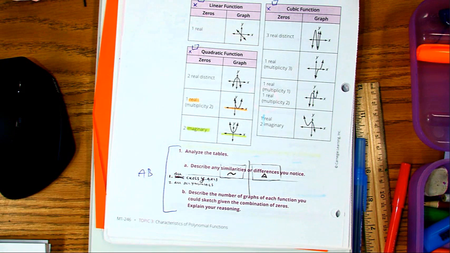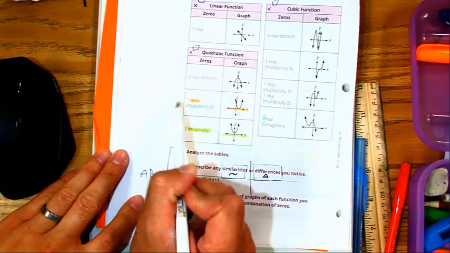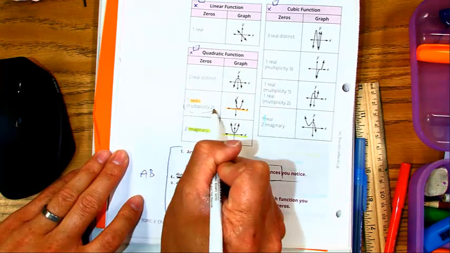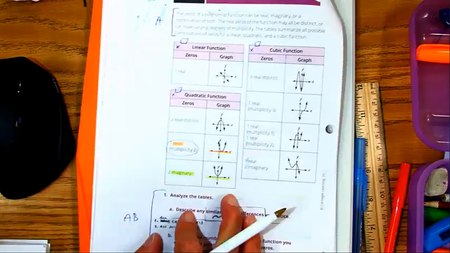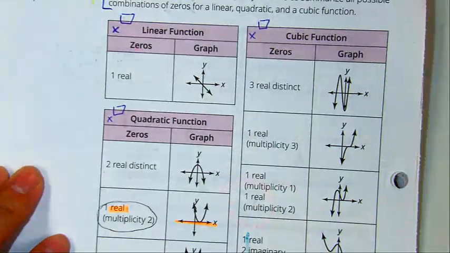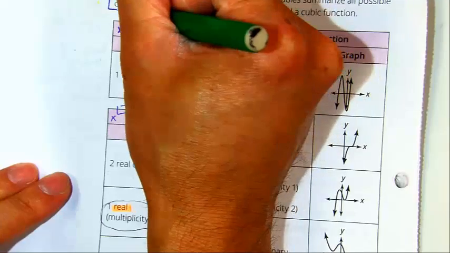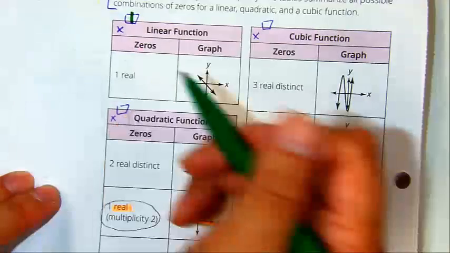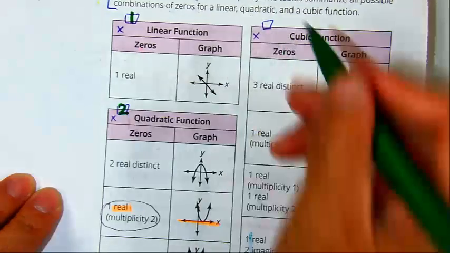No observations? I noticed that those that don't have the word multiplicity equals the number. So let's go ahead and fill in the box. Class, linear means what number? What number, class? 1. Linear is x to the first power. Quadratic? 2. And cubic? 3.